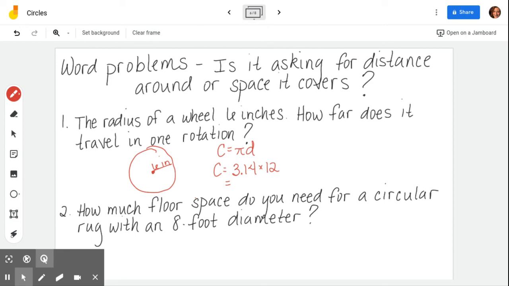So I'm going to do 3.14 times 12. I get 37.68, and that's moving in inches. I want to keep that same unit of measurement.